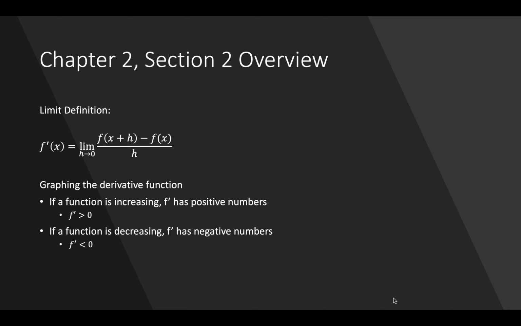Also, when graphing the derivative function, two things to keep in mind: if a function is increasing, f prime has positive numbers. So if in the original function the slope is positive, then f prime will be above the x-axis, because that's when your y values are positive and bigger than 0. And if a function is decreasing, f prime has negative numbers. So it would have to be drawn below the x-axis, because the y values are less than 0 and they're all negative.